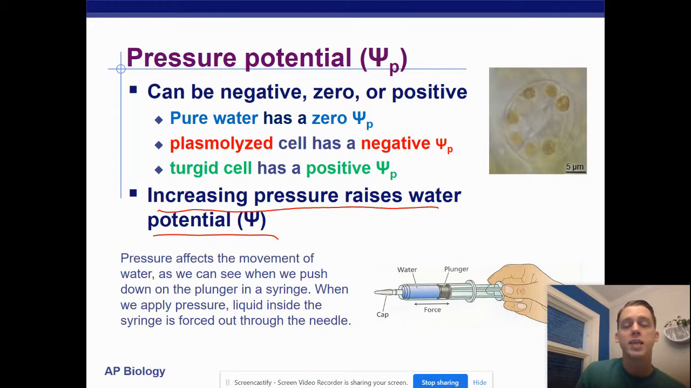All right, a good example is the syringe. If we apply pressure to the water in the syringe, that water wants to move. So when we apply pressure, we are sort of causing an increase in pressure potential because that water wants to go somewhere else.